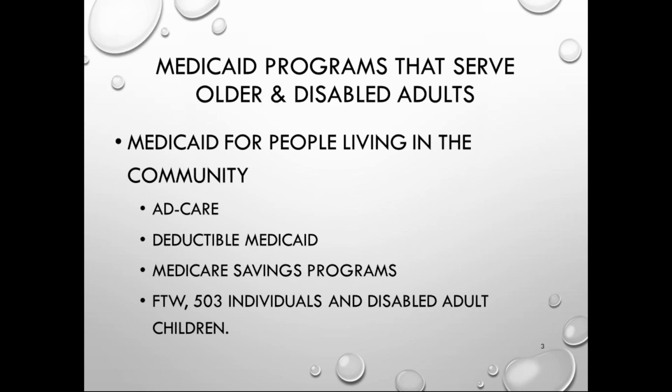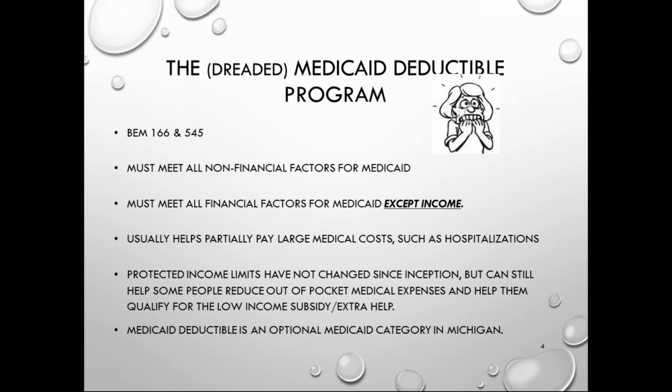So there are a few different programs for people on Medicaid. We talked in another video about how there's 30 different Medicaid programs, and we only focus on the programs that serve older adults and persons with disabilities. So basically those programs that work with Medicare. And in the previous video, we talked about ED care and the Medicare Savings Program. So this video is going to be devoted to the Medicaid Deductible, also called the Medicaid Spend Down.